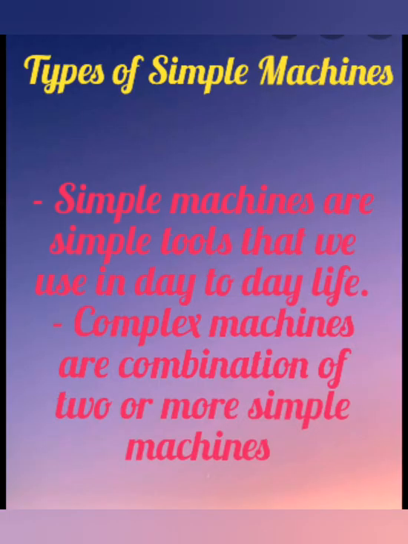Machines are of two types, that is simple machines and complex machines. Simple machines are simple tools that we use in day-to-day life, for example scissors, tongs, knife. Complex machines are a combination of two or more simple machines, for example sewing machine, washing machine. These are a combination or a cluster of simple machines, so they are called complex machines.